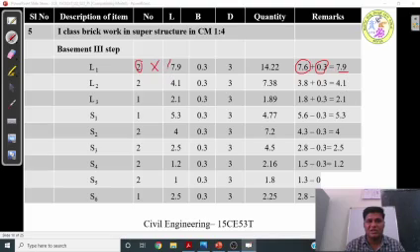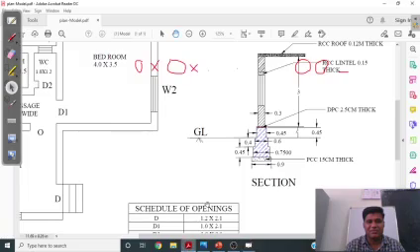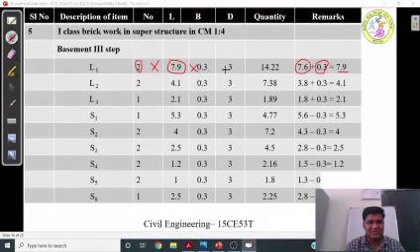So there are two walls. The length of the long wall is 7.9 and the width is 0.3 and the depth, you can see in the section, is 3 meter from the top of the flooring to the bottom of the ceiling. So from here to here it is a single wall. So 3 meter is the height of the wall. So 2 into 7.9 into 0.3 into 3 will give me the quantity of wall L1.